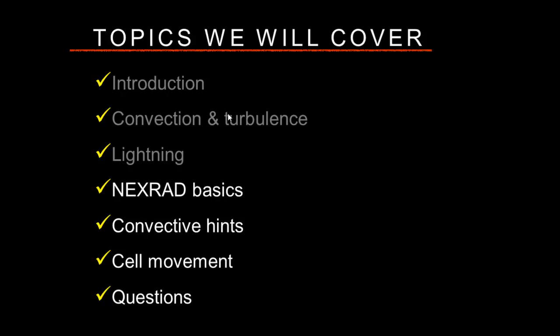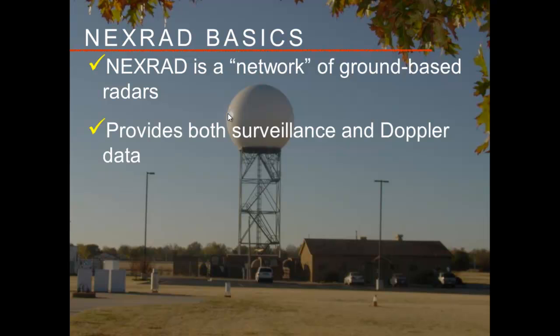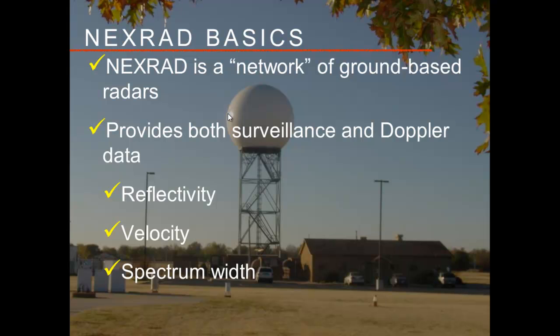All right, let's delve into the NEXRAD basics. So NEXRAD is a network of ground-based radars. Now, I say network in quotes because it's really not networked together like you might think of, but essentially these are a bunch of NEXRAD sites that provide data that can be sewn together, as we'll talk about, into a mosaic. It provides both surveillance and Doppler radar data. That includes reflectivity for the surveillance portion, as well as velocity for the Doppler portion, and something also called spectrum width.